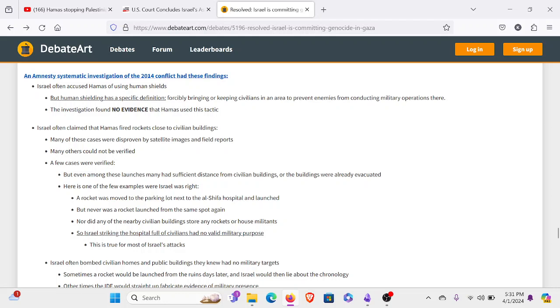Amnesty's systematic investigation of the 2014 conflict had these findings. Israel often accused Hamas of using human shields. But human shielding has a specific definition: forcibly bringing or keeping civilians in an area to prevent enemies from conducting military operations there. I mean, I think you're being pedantic at this point. If you are forcibly bringing or keeping civilians in, like, a hospital, I guess by Amnesty's definition, that would be human shielding. But if you just happen to put your military under a hospital and have it operate in a hospital, and those people are coming there voluntarily, then that's not human shielding.